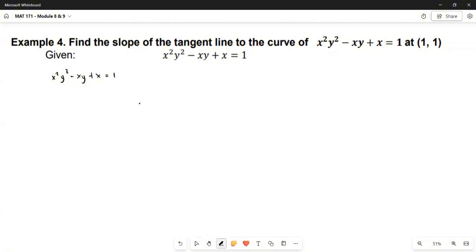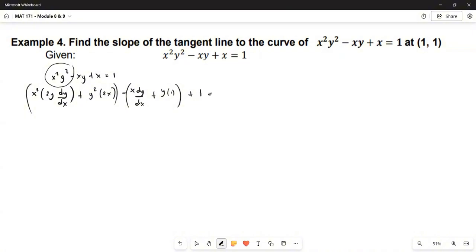So by implicit differentiation, x squared y squared, yan ay pwede tayong gumamit ng product rule. Okay? So x squared, derivative ng y squared is 2y dy over dx, plus y squared tapos 2x. Okay? Dito tayo sa pangalawa, yung xy. So x dy over dx plus, yung grouping symbol nyo class, huwag nyo kakalimutan, plus y, dx over dx is just 1.